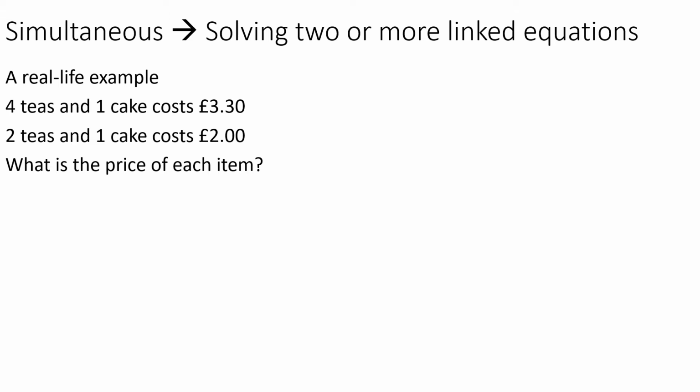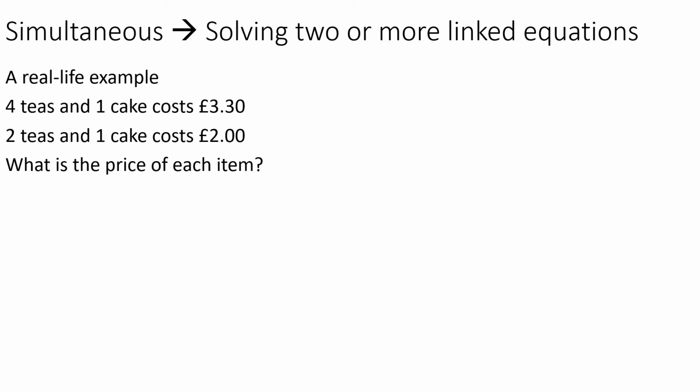But they do require a certain approach, or well, a couple of approaches. We're going to look at the elimination way of doing them this time round. So here's an example we've got. Put in words, you could buy 4 teas and 1 cake for £3.30 or 2 teas and 1 cake for £2. So what's the price of each of those individual items?